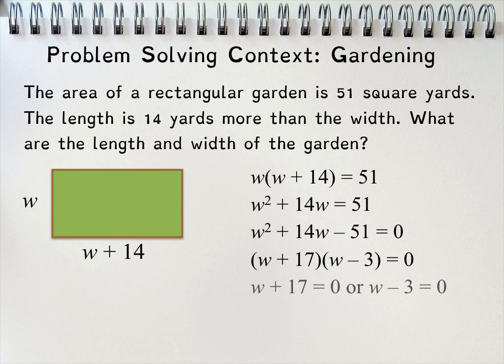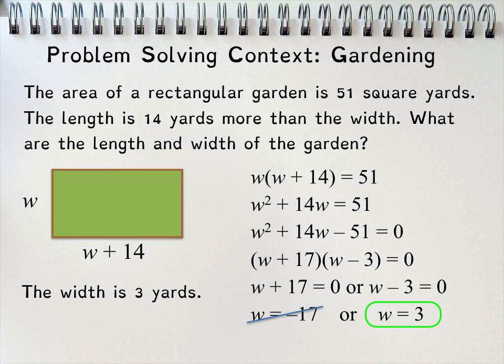We'll set each factor to 0, and we'll solve for W. So whenever we are solving word problems that can be modeled by quadratics, a lot of times one of the solutions will be extraneous. It won't make sense in the context. And it does not make sense to have a negative width for the garden. So therefore, W equals 3. The width of the garden is 3 yards, and the length then will be 17 yards.